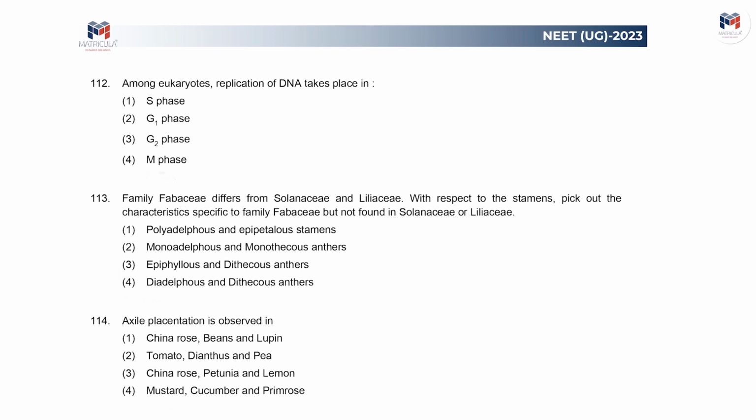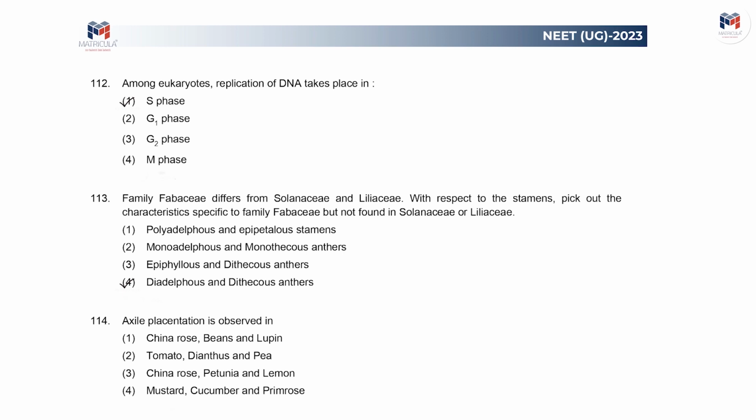Question number 112. Among eukaryotes, replication of DNA takes place in answer 1, synthesis phase. Question number 113. Family Fabaceae differs from Solanaceae and Liliaceae with respect to the stamens. Pick out the characteristics specific to family Fabaceae but not found in Solanaceae and Liliaceae. The answer is option 4, Diadelphous and Dithecous anthers.